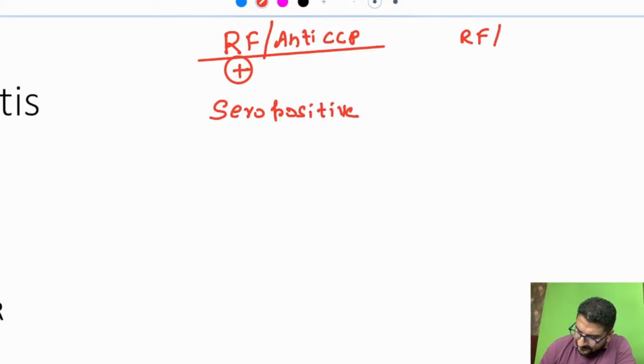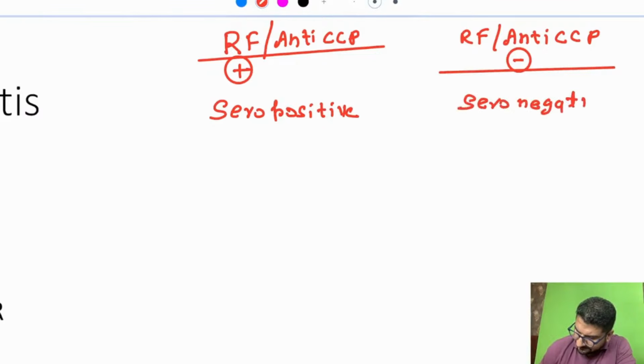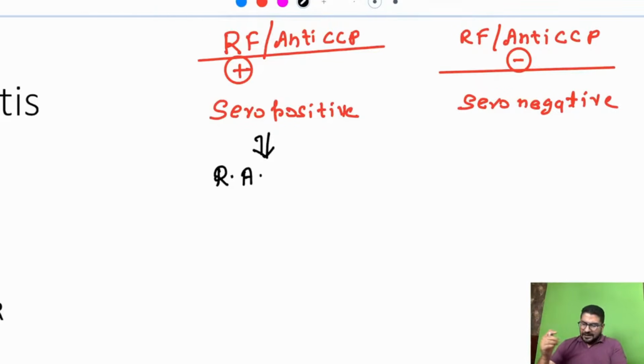If rheumatoid factor or anti-CCP is negative, then what do we call this? इसको बोलते हैं seronegative arthritis. So we have seropositive and seronegative. Understand this thing. The classical example of seropositive arthritis will be RA. RA means rheumatoid arthritis. So seropositive arthritis का example क्या होगा? RA. In seronegative arthritis, understand we have JRA.